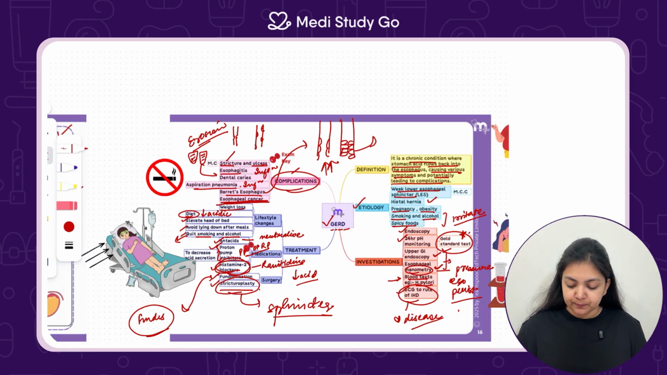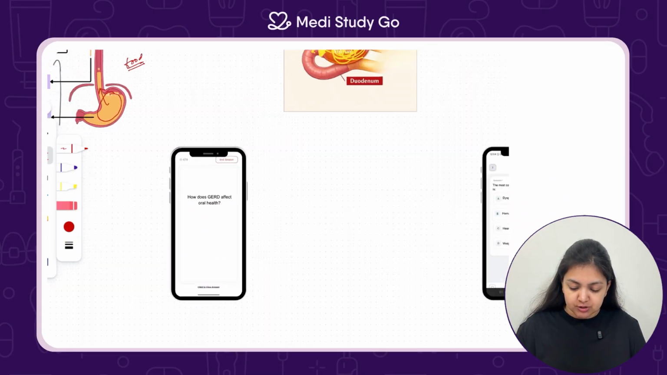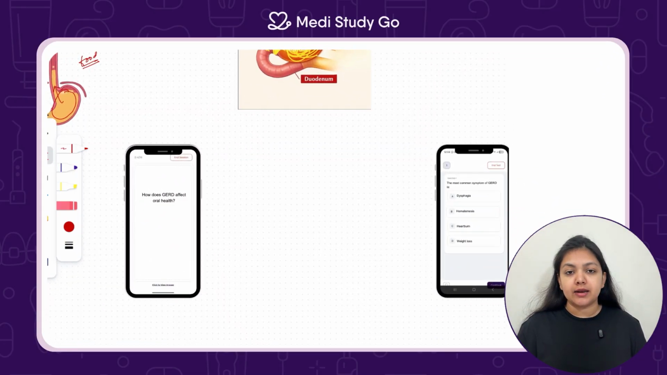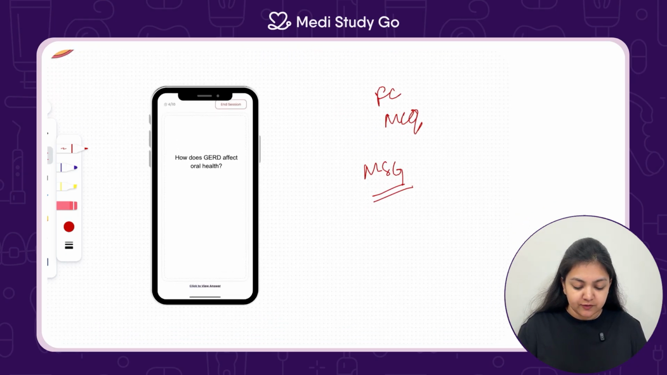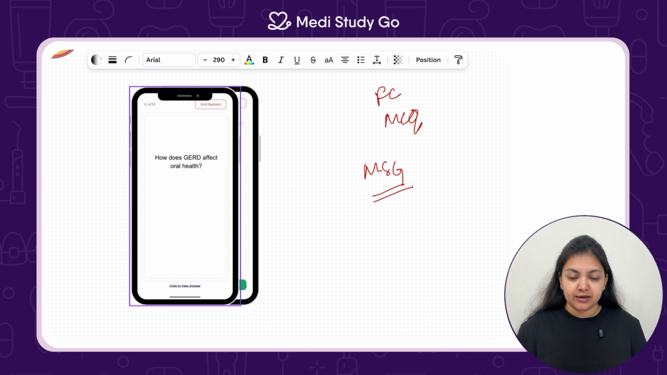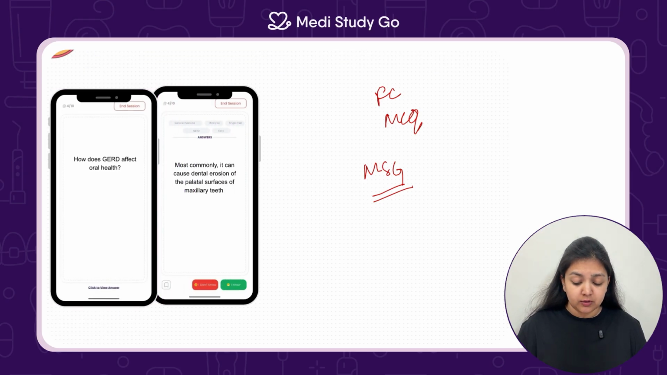debilitating for the patient. Now, if you want to revise this topic and come towards a question, I have got a flashcard and an MCQ for you. You can solve many of these flashcards and MCQs on our app by medistudygo. So the first flashcard I have is, how does GERD affect oral health? So as we studied, GERD can cause enamel erosion and thereby causing dental caries, especially on the palatal surface of the maxillary teeth. You can see some flat, shiny surfaces without the caries, of course, but erosion can cause that.